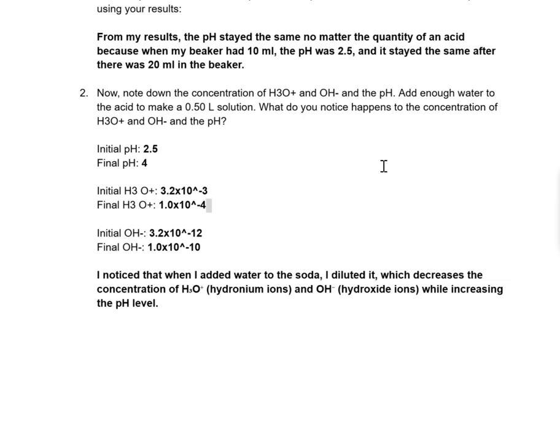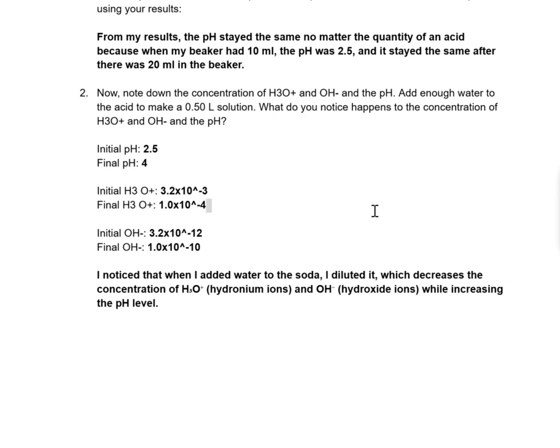Now note down the concentration of H3O and OH and the pH. Add enough water to the acid to make a 0.5 liter solution. What do you notice happens to the concentration of H3O and OH and the pH? So my initial pH level was 2.5 and my final pH level was 4, and my initial hydronium level was 3.2 times 10 to the power of -3, and my final hydronium ions was 1 times 10 to the power of -4.